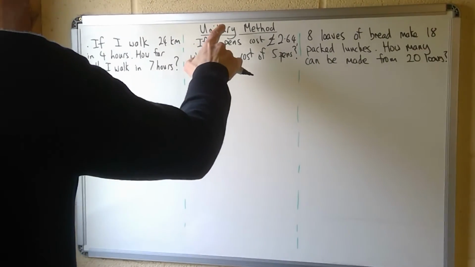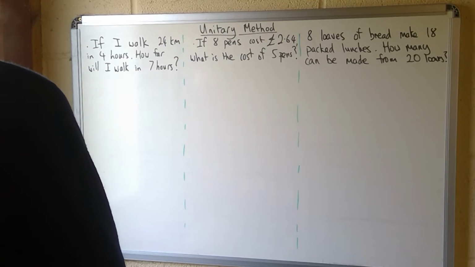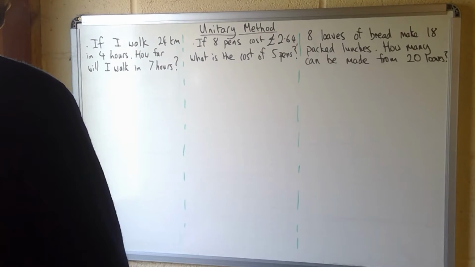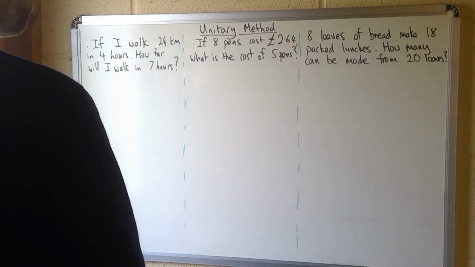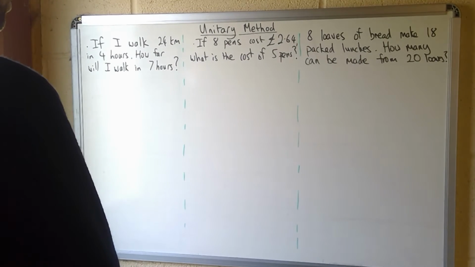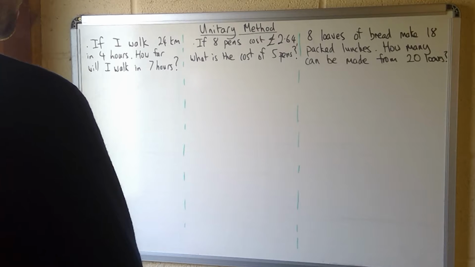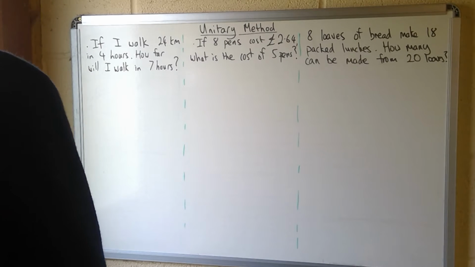Okay, today we're going to look at the unitary method. Now the unitary method is a method for solving proportion problems, and it is a method that we use to find out what one item is before we work out the rest, and that's where the word unitary comes from. We've got a unit, which means one, in there. So I've got 3 examples to show us how the unitary method can be applied.